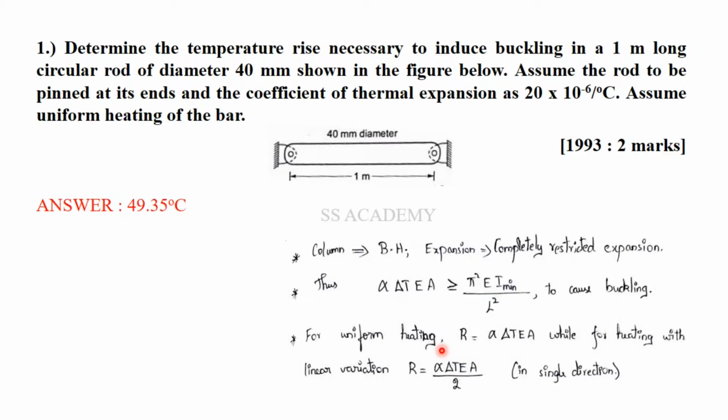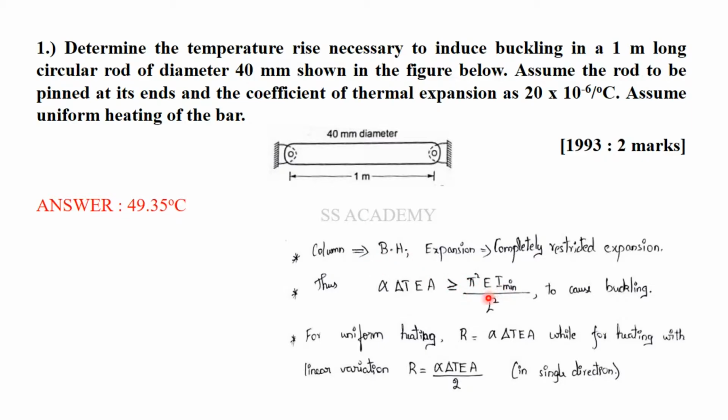Here, since it is uniform heating, we are taking R as the reaction, alpha delta T EA. Alpha delta T EA is the reaction induced due to increase in temperature. So there may be a possibility of buckling if this reaction is greater than the minimum Euler critical buckling load, which is given as n pi squared EI min by L squared. We know that n is 1 in the case of both ends hinged.